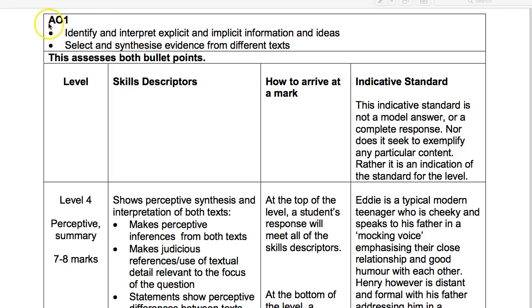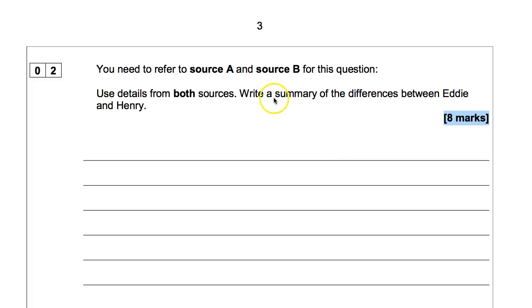Okay, if we look at assessment objective 1, there are 2 key skills that the examiner's after. One is they want us to find explicit, in other words, obvious information and ideas, and then they want us to find the implicit information and ideas, which is reading between the lines. Well, that presents us with our first problem, and here it is. The question does not ask us to infer. It just asks you to summarize the facts. So logically, you would just say what the factual differences are between Eddie and Henry and the 2 sources, but that won't get you into the top band.